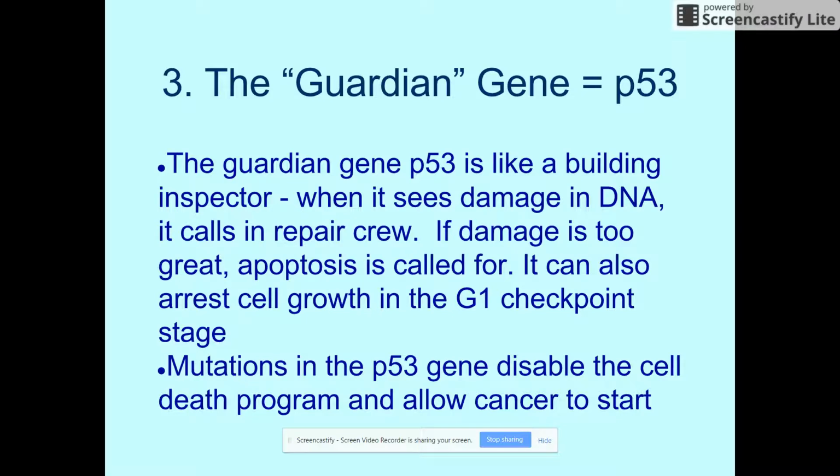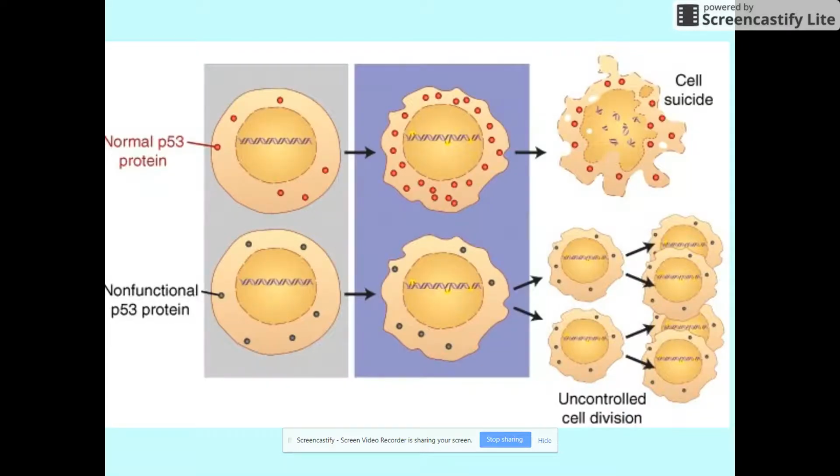The P53 can also arrest cell growth in the G1 stage. So if it doesn't pass that checkpoint, it will basically just pause that cell. So you can see plenty of applications for P53, a great gene to have around. The disadvantage is that when a mutation occurs in P53's gene on the chromosome itself, it renders P53 kind of useless. So it disables the cell death program and allows cancer to start to spread rapidly.